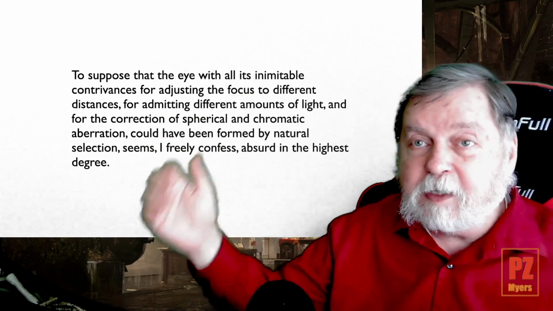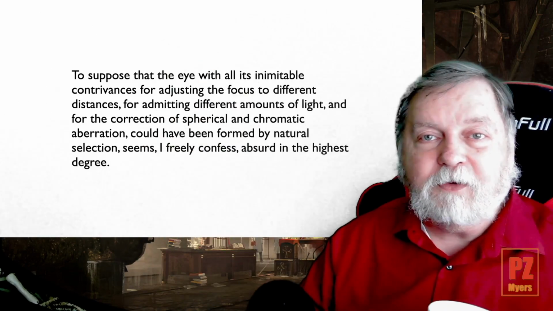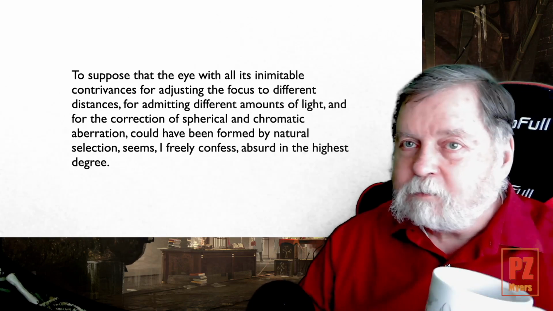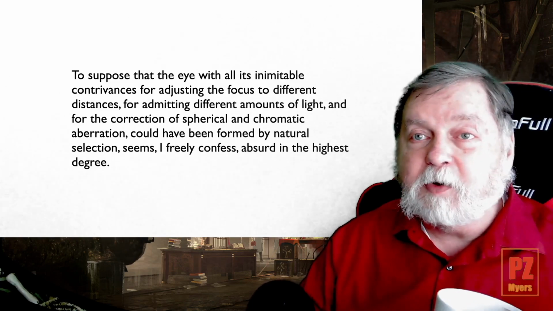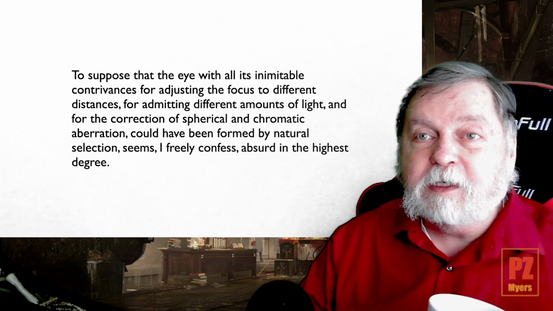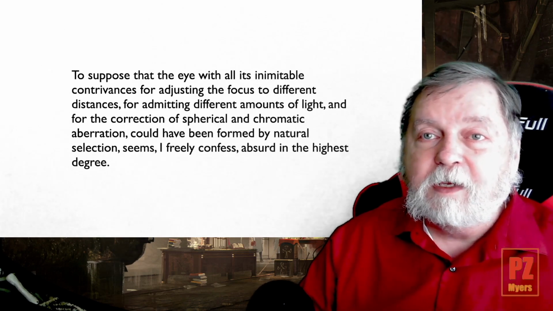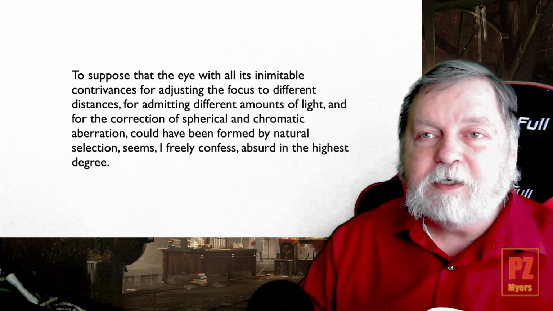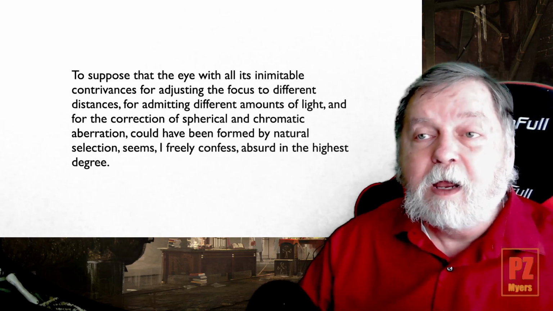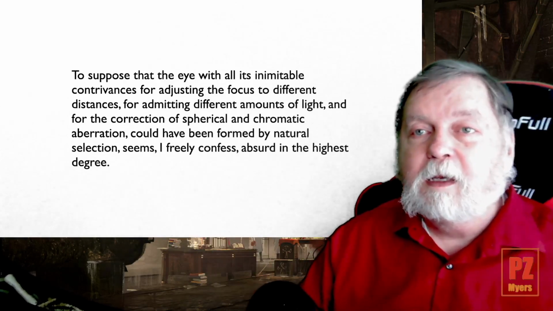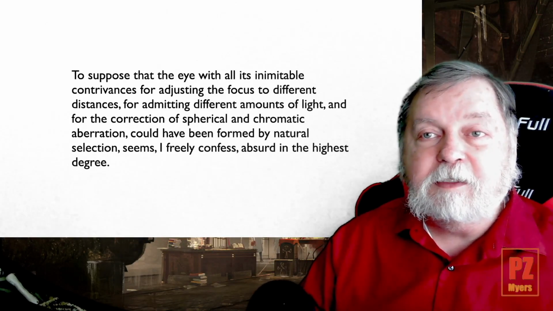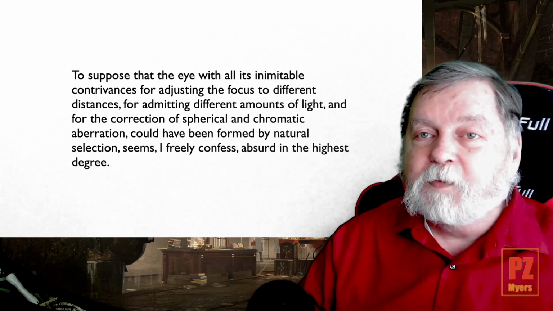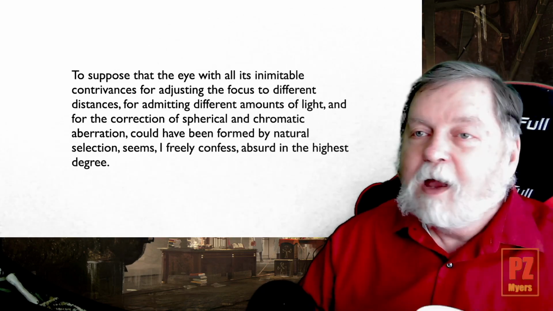And I'll just close this by mentioning, yeah, Darwin noticed this. This is from the Origin. He says, suppose that the eye, with all its inimitable contrivances for adjusting the focus to different distances, for admitting different amounts of light, and for the correction of spherical and chromatic aberration, all functions of an eye, could have been formed by natural selection, seems, I freely confess, absurd in the highest degree.